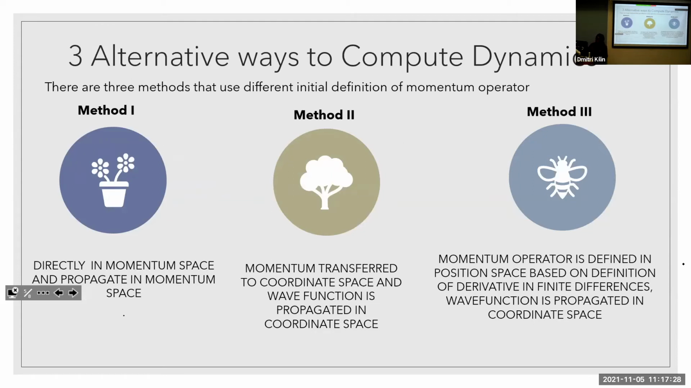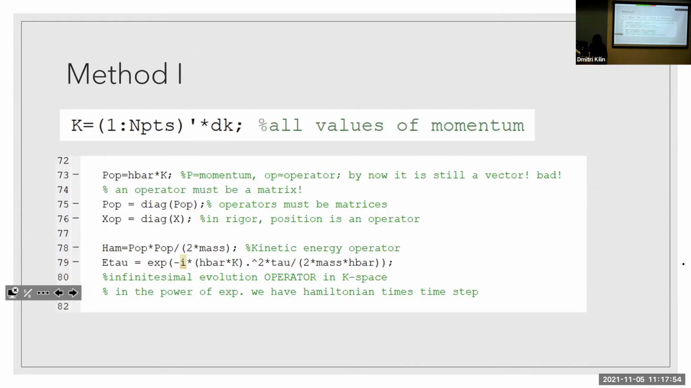As I said, method one uses the momentum in momentum space and propagates it in momentum space, whereas in method 2, the momentum is used in coordinate space and then propagated in coordinate space. In method 3, the momentum is defined in position space based on the derivative in finite differences and is propagated in coordinate space. So here's method 1.